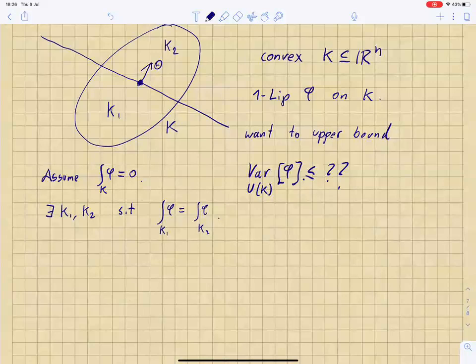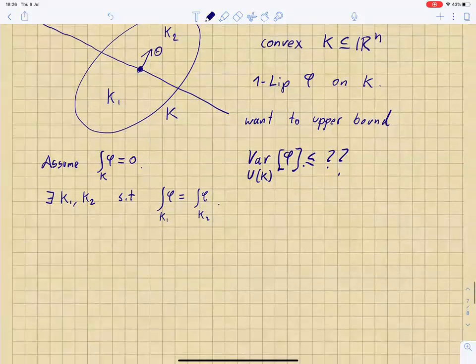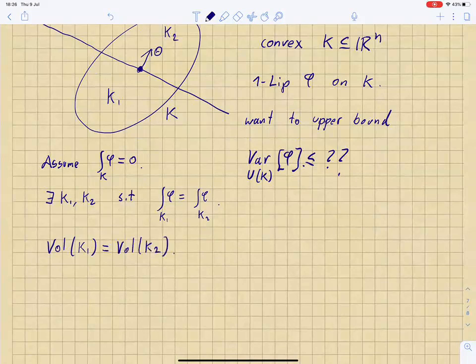By moving the, so this I'm not going to explain exactly, but it's also not hard to establish. We can also make sure, let's not cut exactly at the center of mass. Let's do more like a median thing. We can make sure also that the volume of K1 is equal to the volume of K2. Okay?